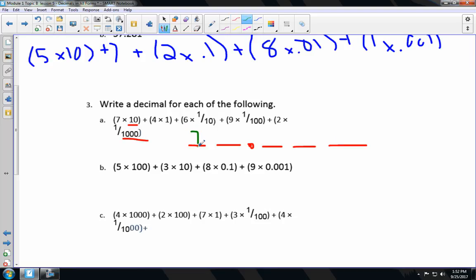In the tens place is a 7. In the ones place is a 4. In the tenths place is a 6. Then the hundredths has a 9. And the thousandths has a 2.